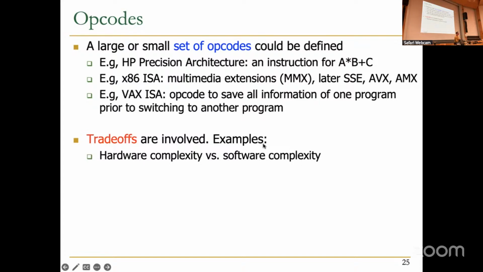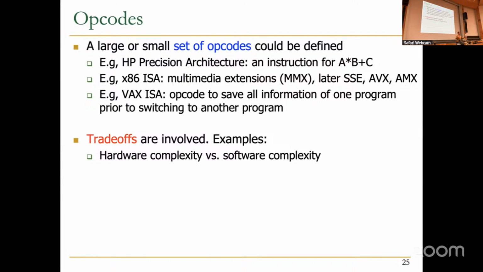Hardware complexity versus software complexity. Some of these opcodes make the software simpler in the sense that at the high-level language, you have some constructs, right? It could be, nicely, matrix multiplication. So if you're doing matrix multiplication, and if you have an opcode that says matrix multiply, that's a very nice fit, right? You don't need to translate it with a lot of effort.